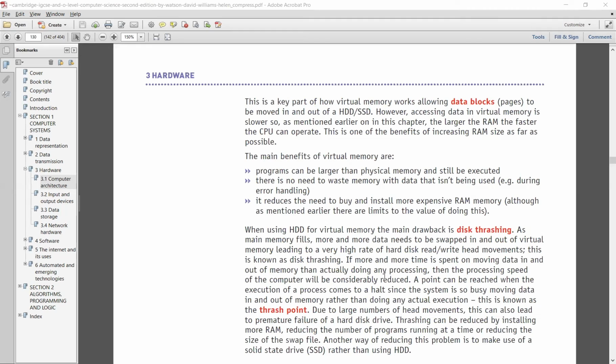Disk thrashing, all of this is done by the operating system. I'm not doing anything. It's all done by the operating system. So once the disk thrashing is happening, there's a point at which this thrashing occurs, and that point is called the thrash point. So along with that, you need to know a few terminologies. One is disk thrashing, and another one is the thrash point. A point can be reached when the execution of the process comes to a halt, since the system is so busy moving data in and out of the memory rather than doing any actual task. This is known as the thrash point.